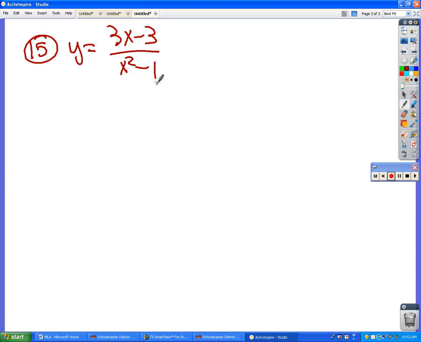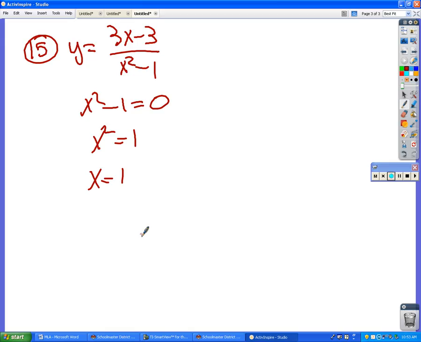Okay, 15. Take the bottom, set it equal to 0, and solve. There are different ways I can solve this. What's one way? We can just solve it by adding one. Now when you do this, you have to be careful because most students have a tendency to go x squared equals 1, therefore x equals 1. But there's more.